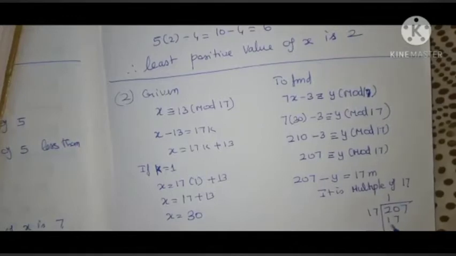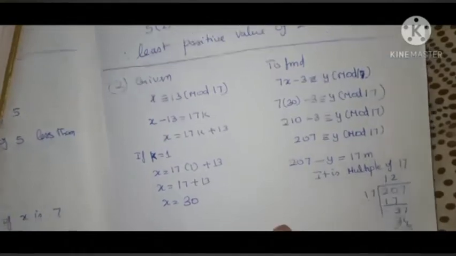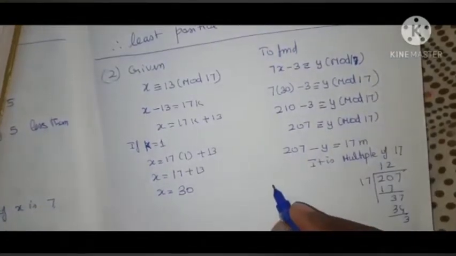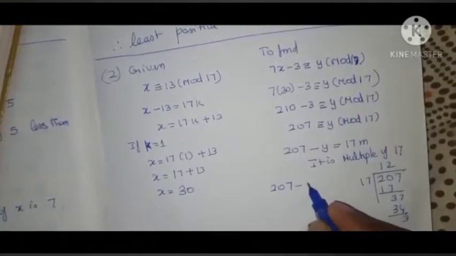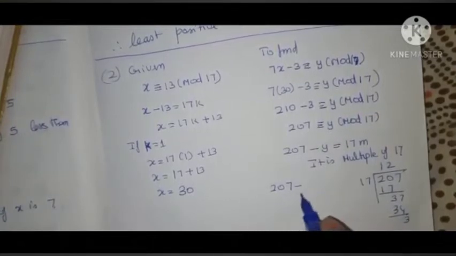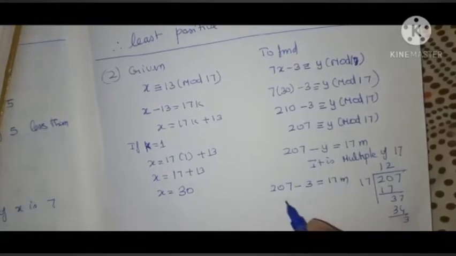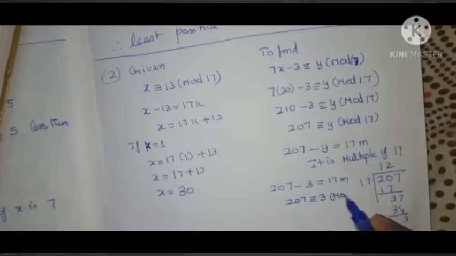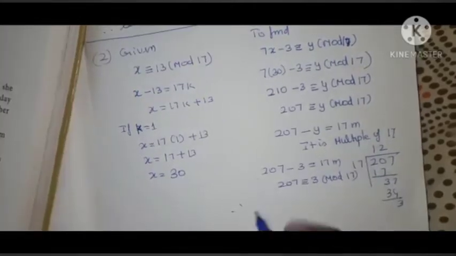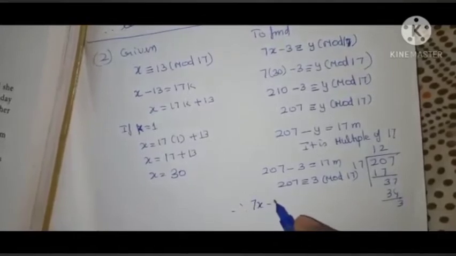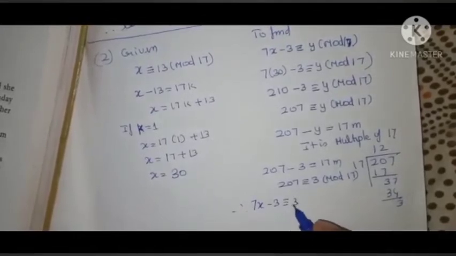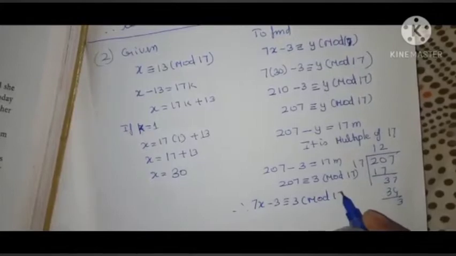1 times 17 is 17, 2 times 17 is 34, remainder 3. 207 minus 3 is equal to 17m. 207 is congruent to 3 mod 17. Therefore, 7x minus 3 is congruent to 3 mod 17.